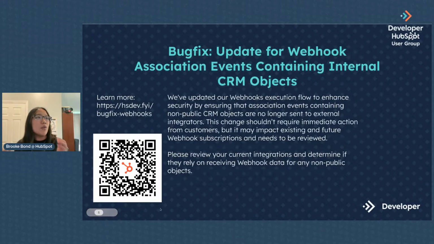Next up, we have a bug fix, and this is an update for our webhook association events containing internal CRM objects. This is just a bug fix so that when you are using them, any of those will no longer be sent to the external integrators. It won't require immediate action, but it may impact existing and future subscriptions and need to be reviewed. So please review your current integrations and determine if any of them rely on receiving this webhook data for any non-public objects. Check out the changelog and learn more about that.